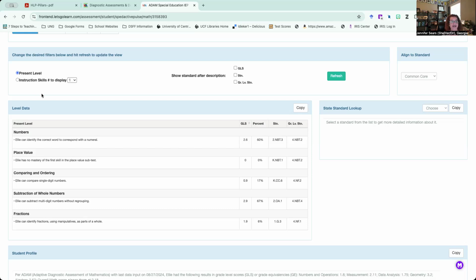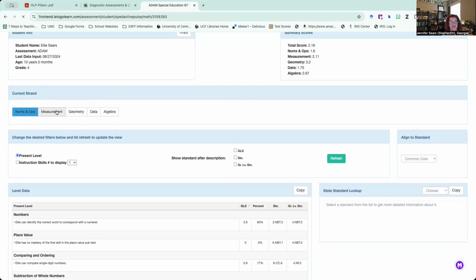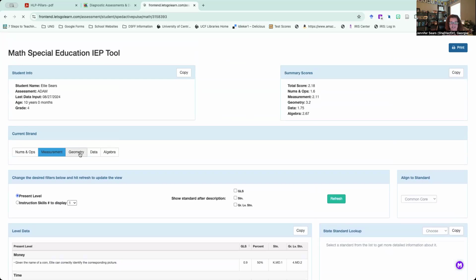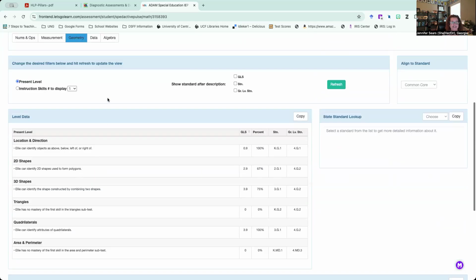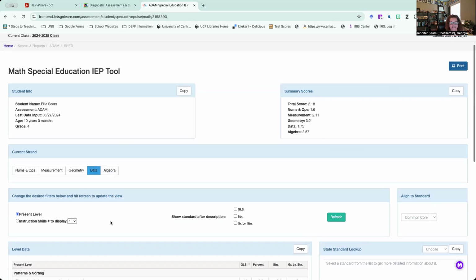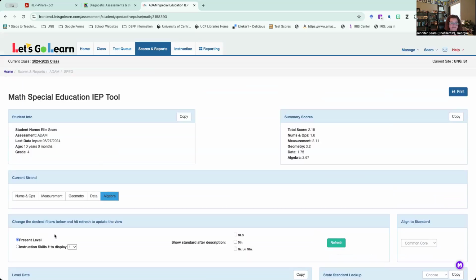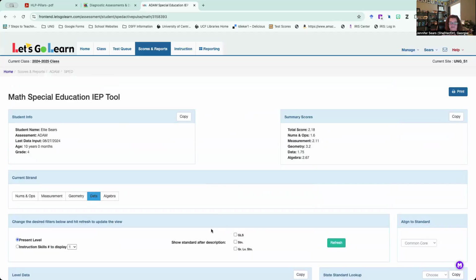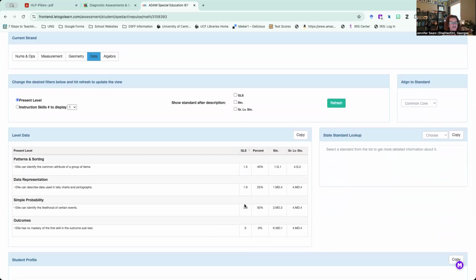So what I'm going to ask, and again, this is just numbers and operation. If I wanted to see how she did on measurement, I could see measurement, I could see geometry, I could see data, and I also could see algebra and how she's doing in algebra. Probably not real great. But look at her data. Look at this here. She can identify the likelihood of certain events. That's at a grade level of 3.9. That's pretty good, seeing as she's a 4th grader.